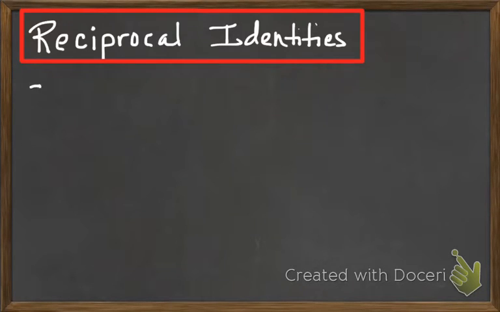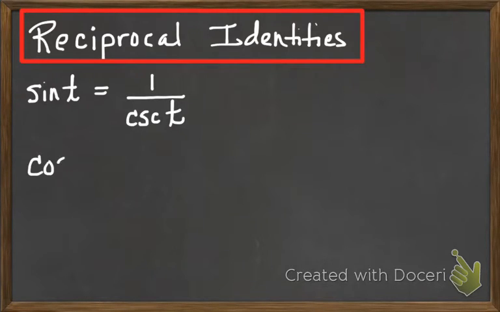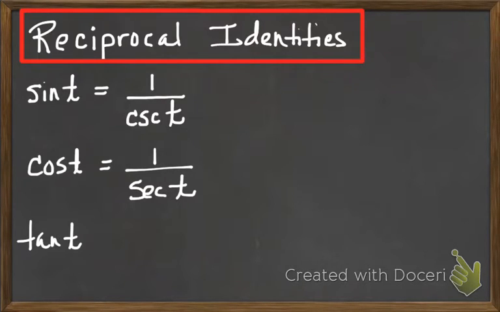So, sine of angle T is equal to 1 over cosecant of angle T. Cosine of angle T is equal to 1 over secant of angle T. Tangent of angle T is equal to 1 over cotangent of angle T.